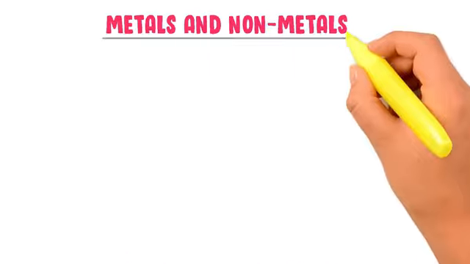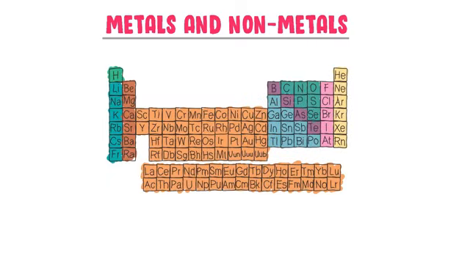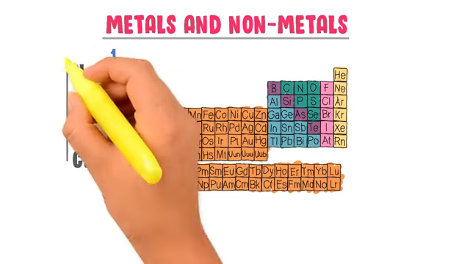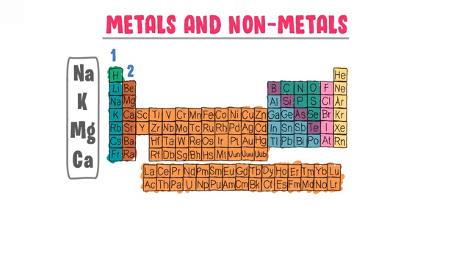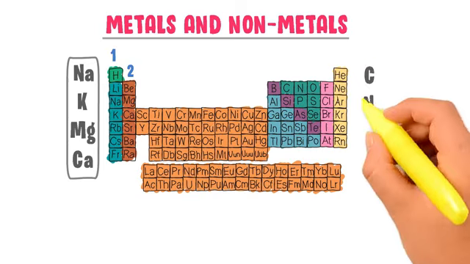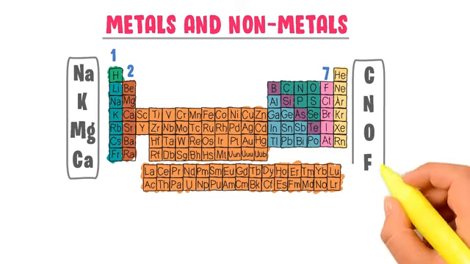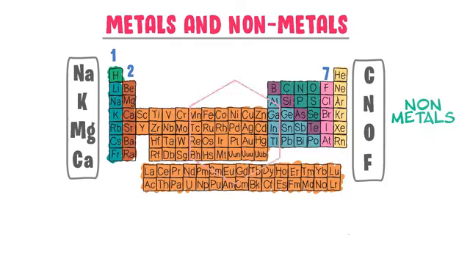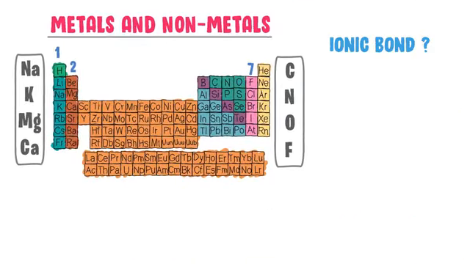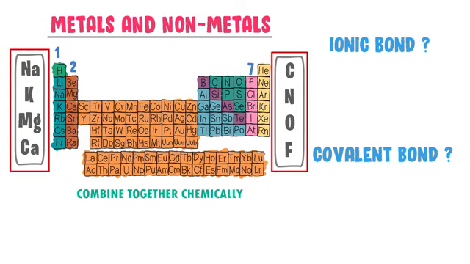Firstly, let me quickly teach you about metals and non-metals. We know that in the periodic table, Group 1 and Group 2 elements are metals like sodium, potassium, magnesium, and calcium. While elements like carbon, nitrogen, oxygen, and Group 7 elements like fluorine and chlorine are non-metals. Now, how do ionic bonds and covalent bonds exist when these atoms combine chemically?